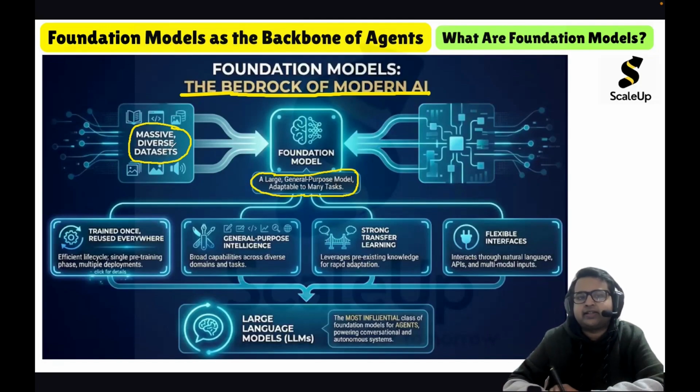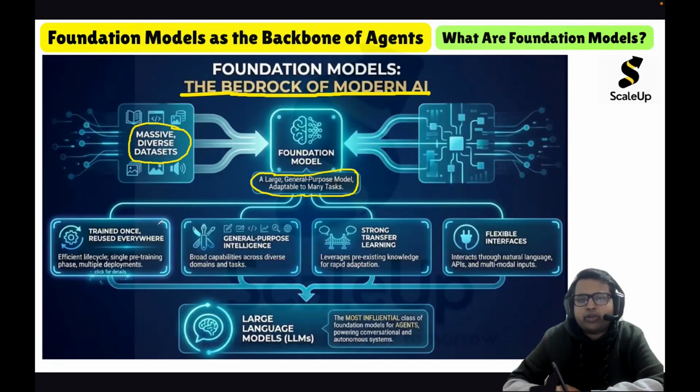So diverse data sets. A foundation model is very large, and it is a general purpose model. And that's a very important thing about foundation models. It means it can solve many tasks. You can accomplish different tasks using the same foundation model. So it's a general purpose model. So a foundation model is a very large model which is trained on massive diverse data sets, and it is a general purpose model. It can adapt to many tasks. We can accomplish different tasks using the same foundation model.